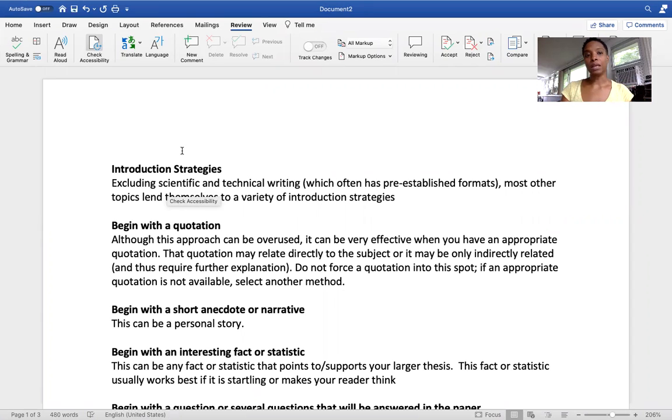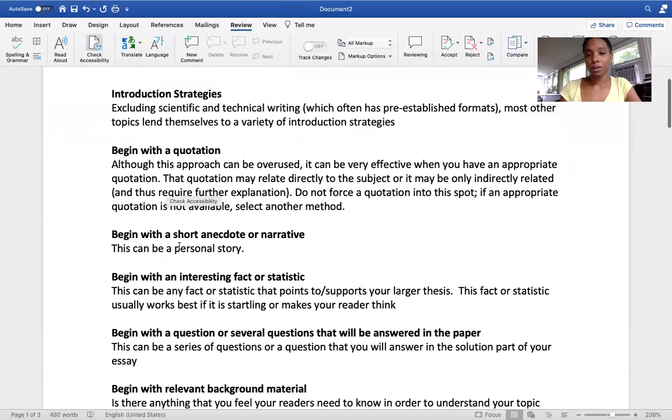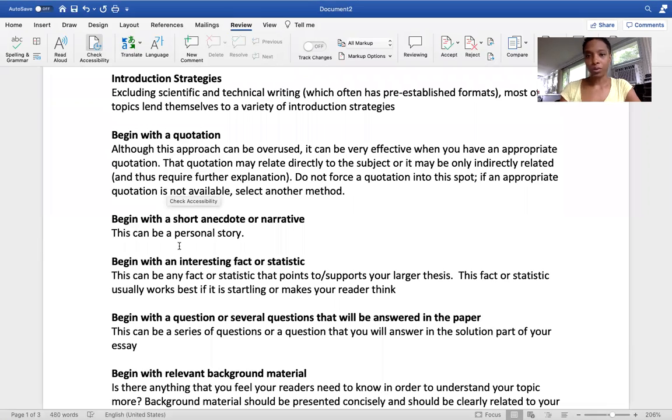So what I'm looking at here are introduction strategies. And these are strategies that you can use. You can kind of mix and match. You can pick one depending on the needs of the paper. You can kind of go and say, okay, what would work well for my paper in terms of these introduction strategies? So the first one is to begin with a quotation. You already know how to do that.